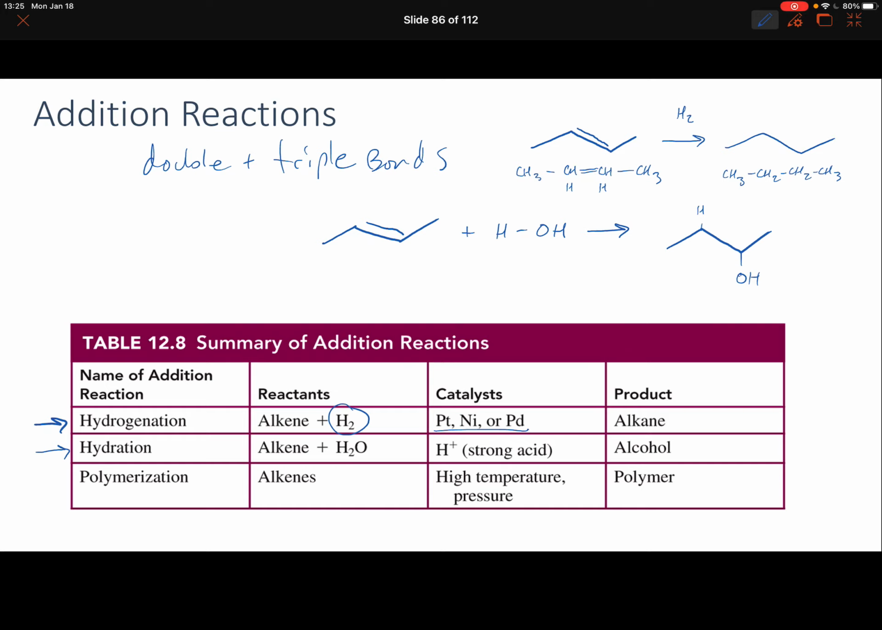And then under high pressure and temperature, we can also get polymerization to happen with double and triple bonds. I'll show you a little bit about the polymerization reactions as well. Okay, so let's take a look at these.